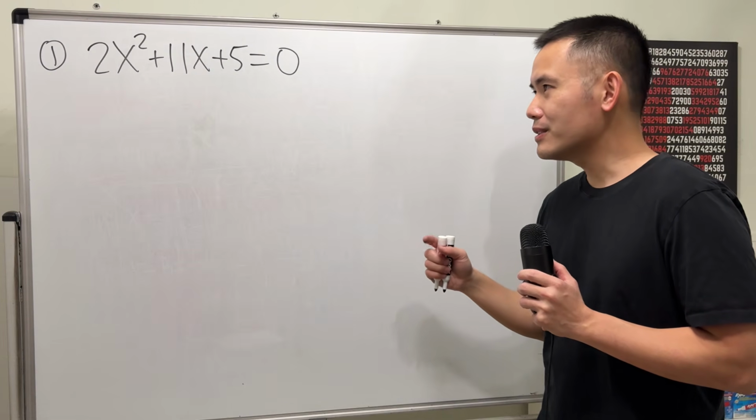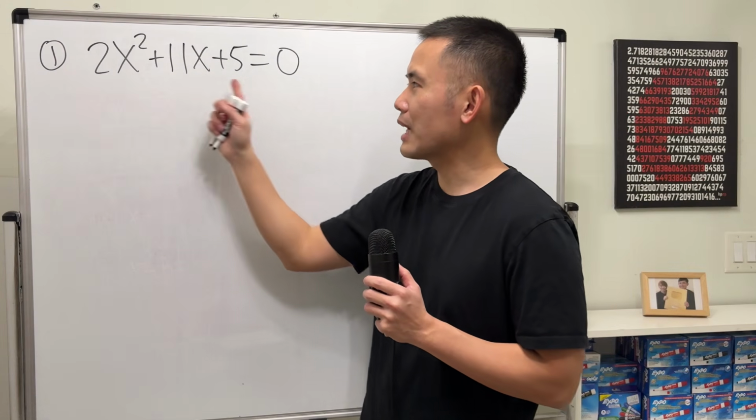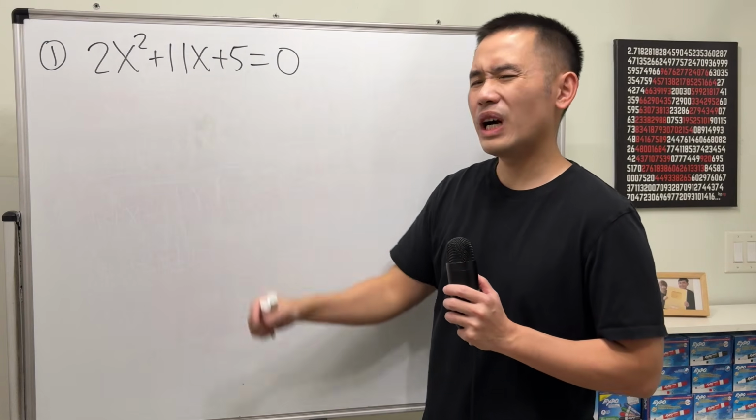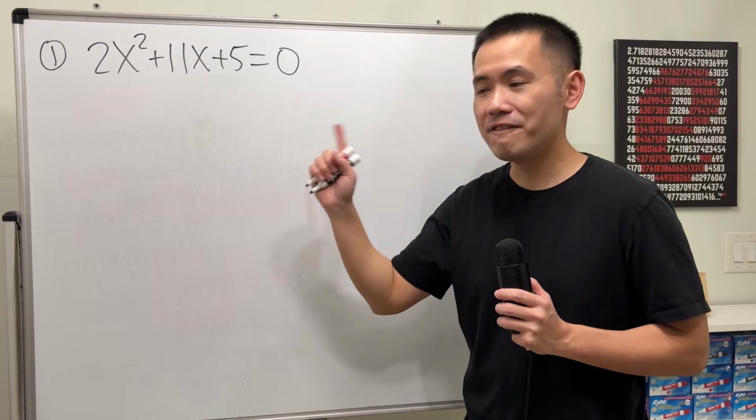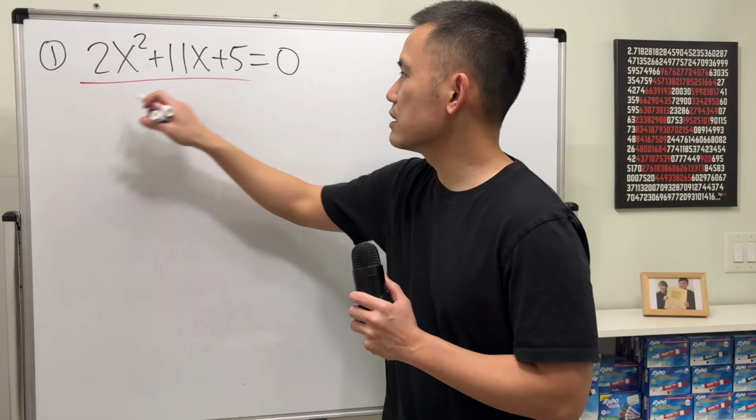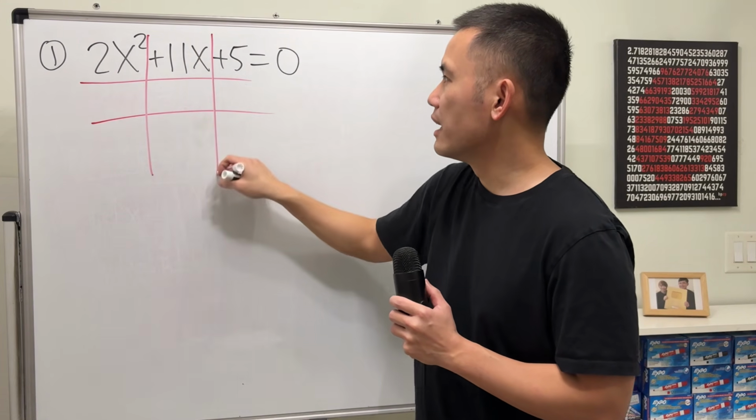Well, let's think about it. If you have 2 times 5, that's 10. And in the middle, we have 11. So we're almost there, right? Let's try to do this by factoring. And I will show you a tic-tac-toe method.